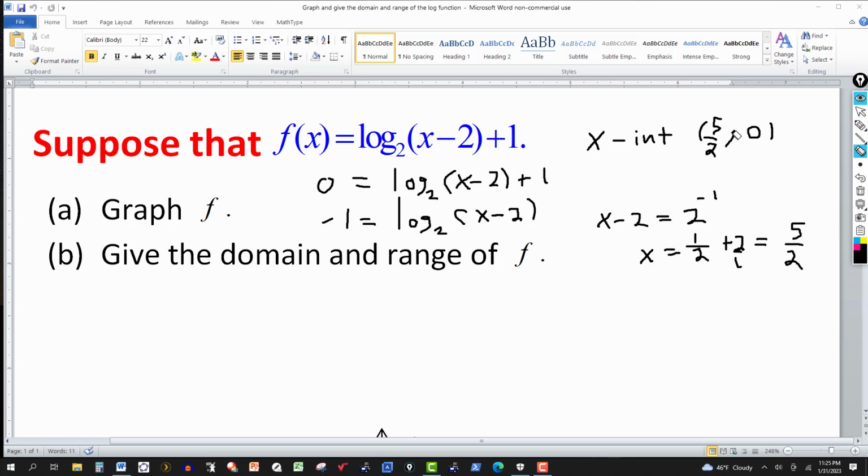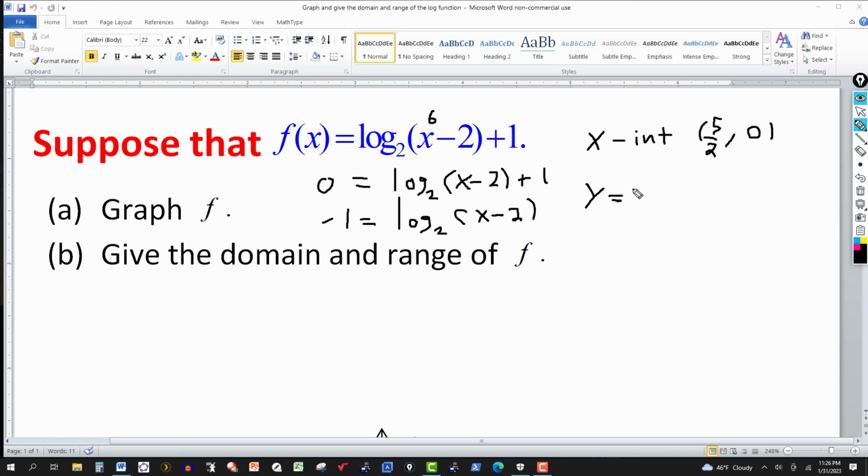Okay, so we have this point, (5/2, 0), and let's see if we can find another point here. Let's plug in something for x that'll give us an exact answer. Let's see, if I put in a 6 there for x, that'll give me 6 minus 2, which is 4. And the log of 4 to base 2 is 2, because 2 squared is 4.